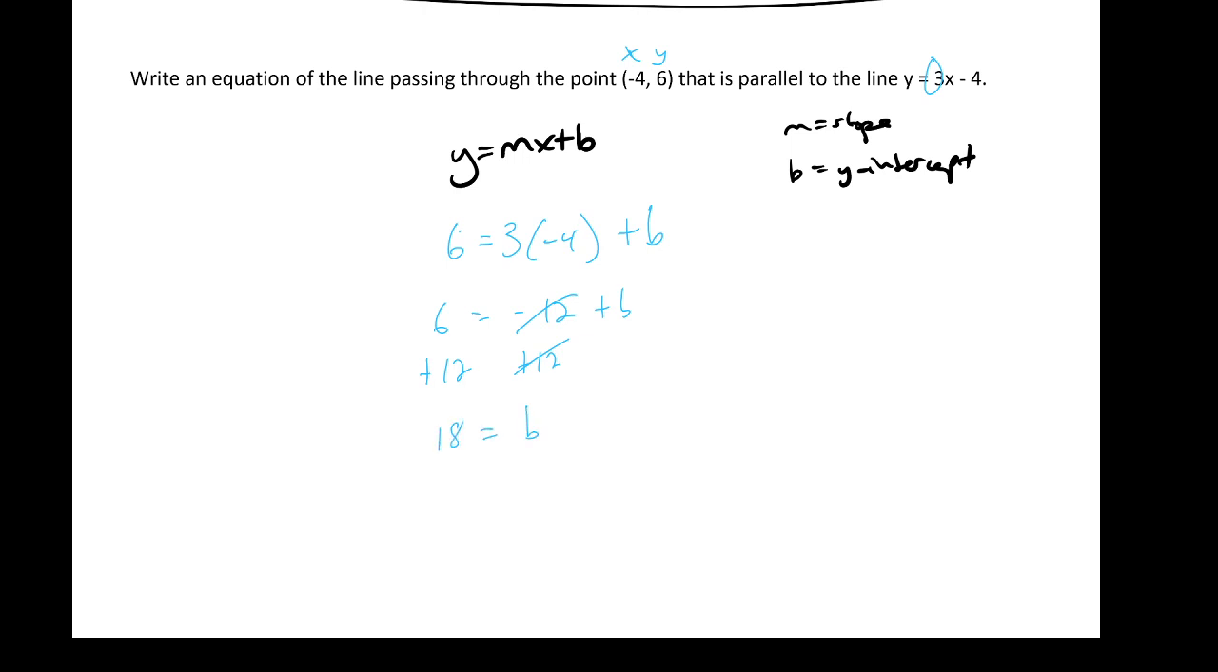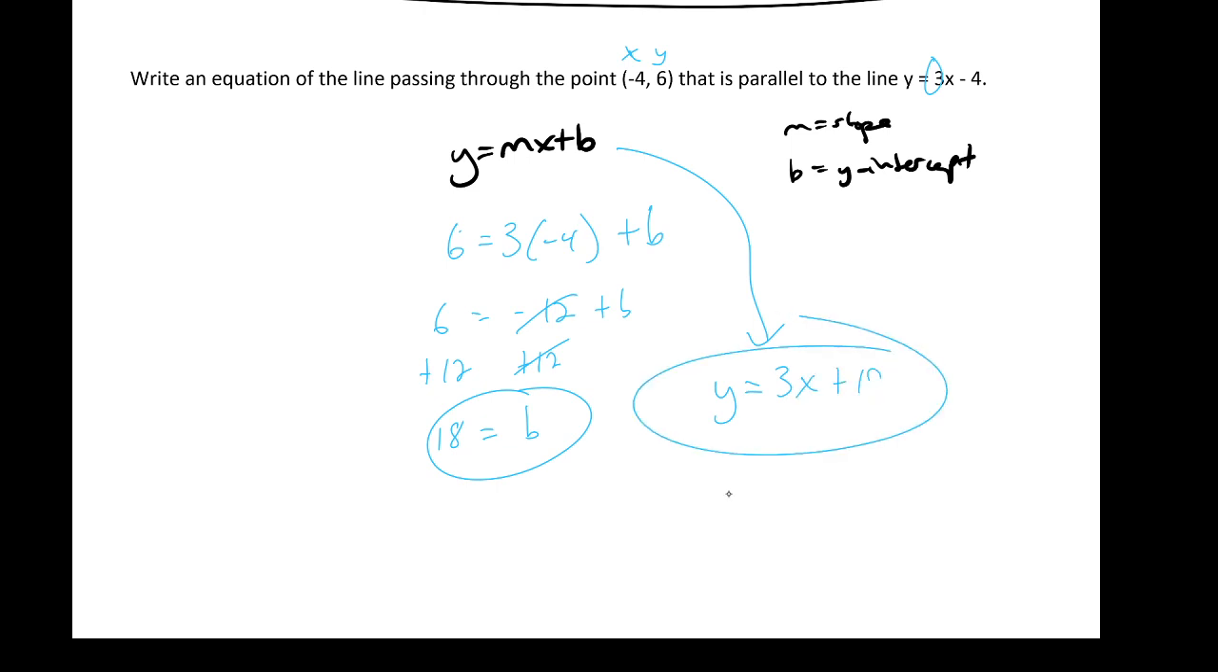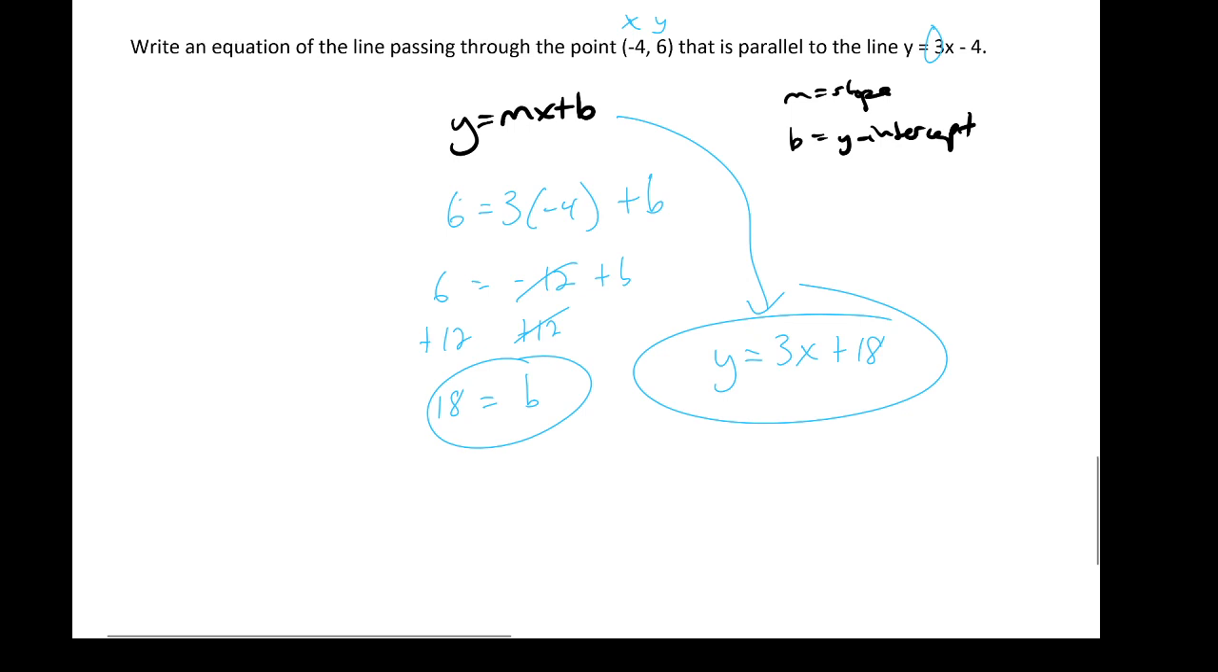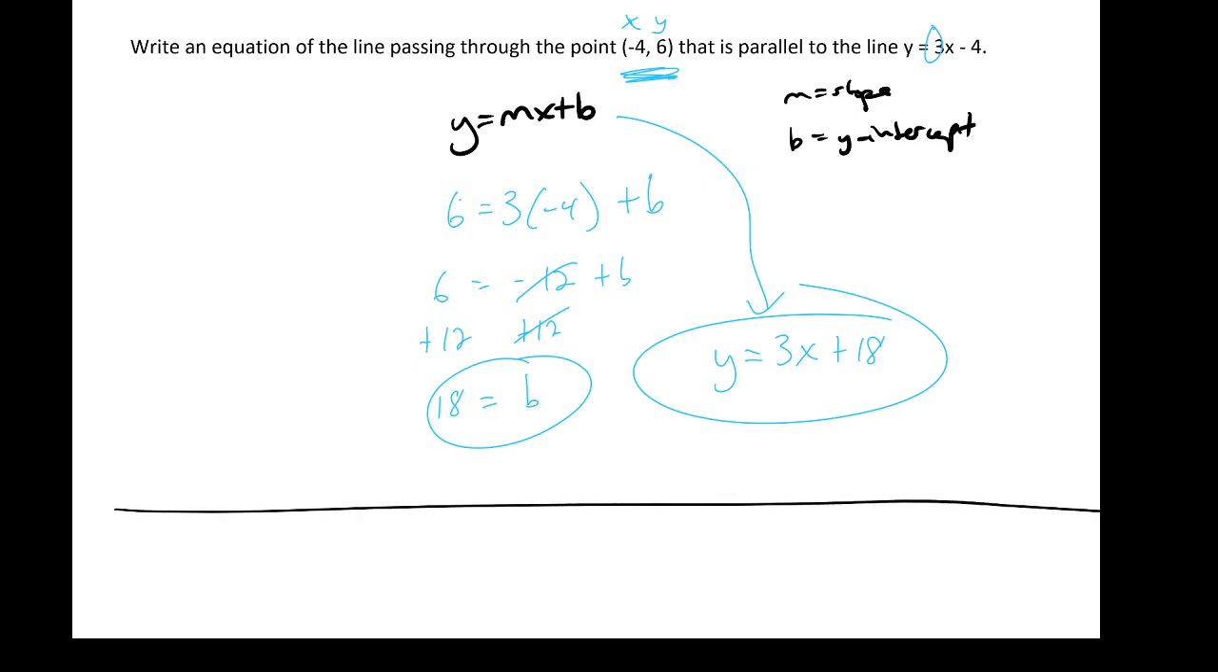Okay? So we're going to take this guy, y equals mx plus b. I've got my b here, so I know that y is equal to my stolen slope, 3x plus 18. This is my new equation that will be parallel, since it has the same slope, just using a different y-intercept, because in that equation, it will include this point right here, negative 4 comma 6, because we already plugged it in. So it has to include it. All right.